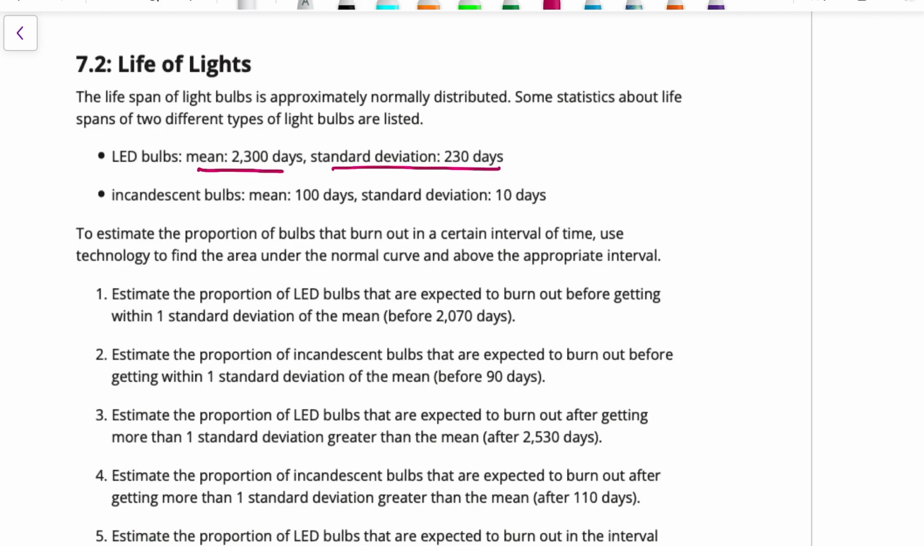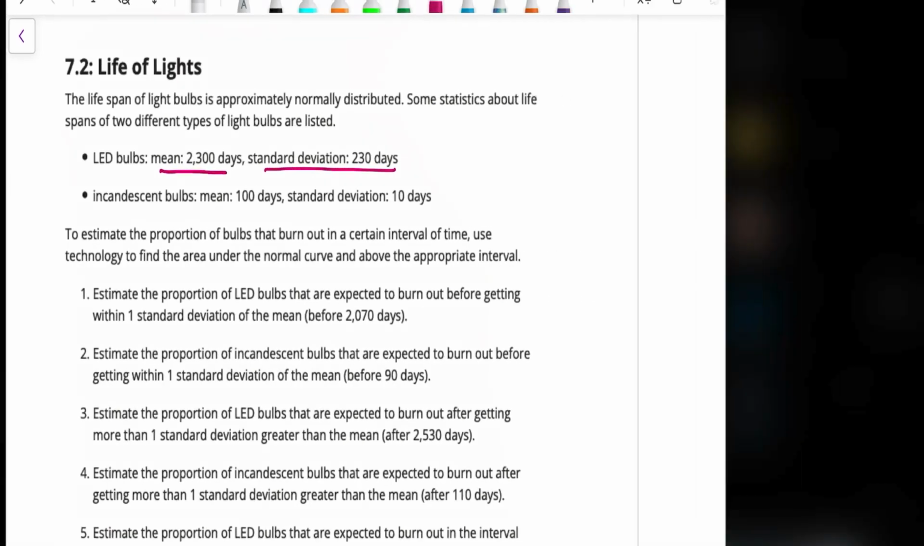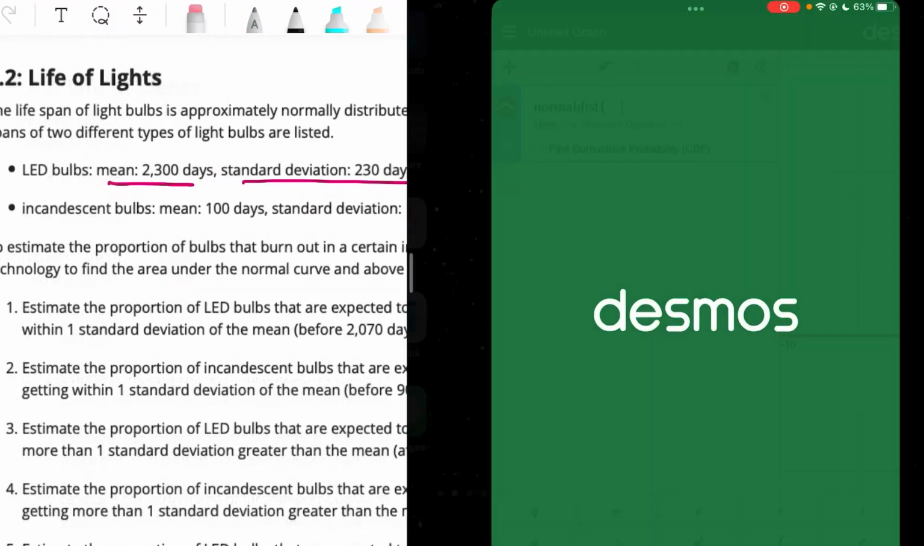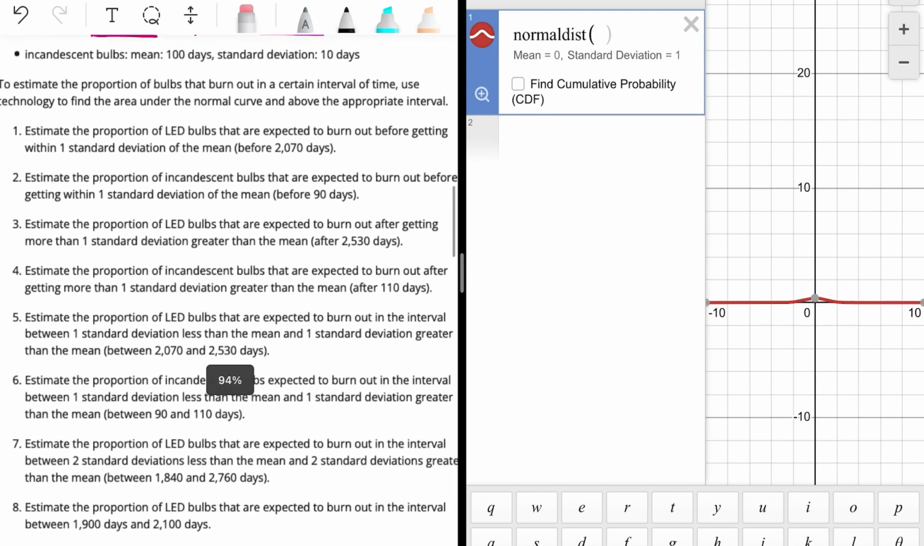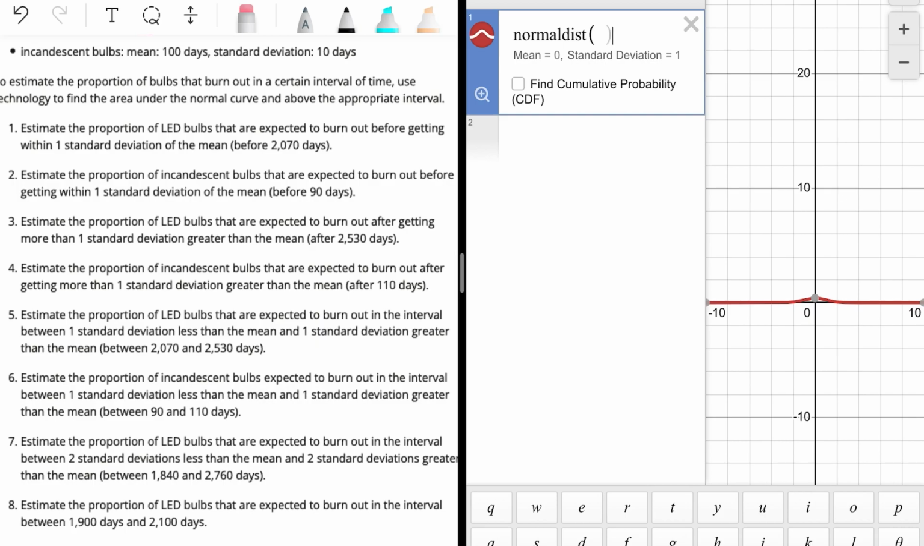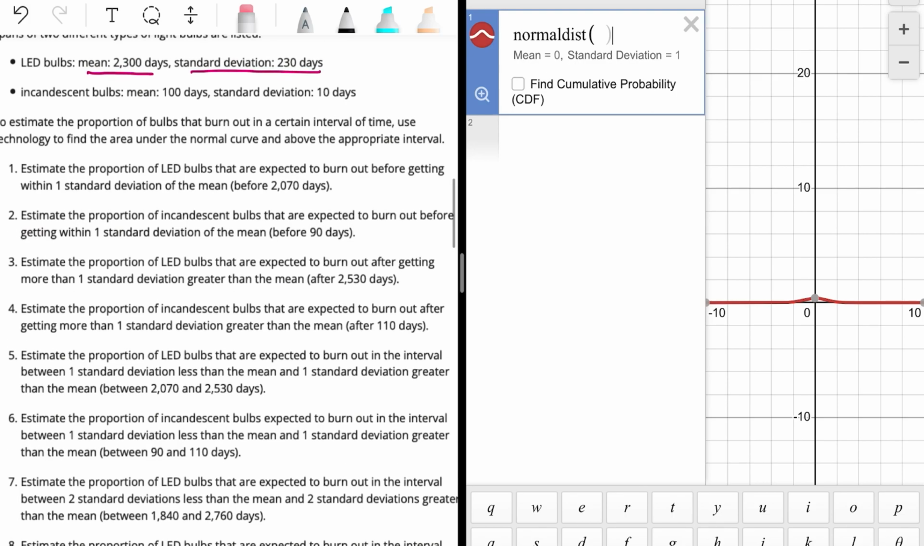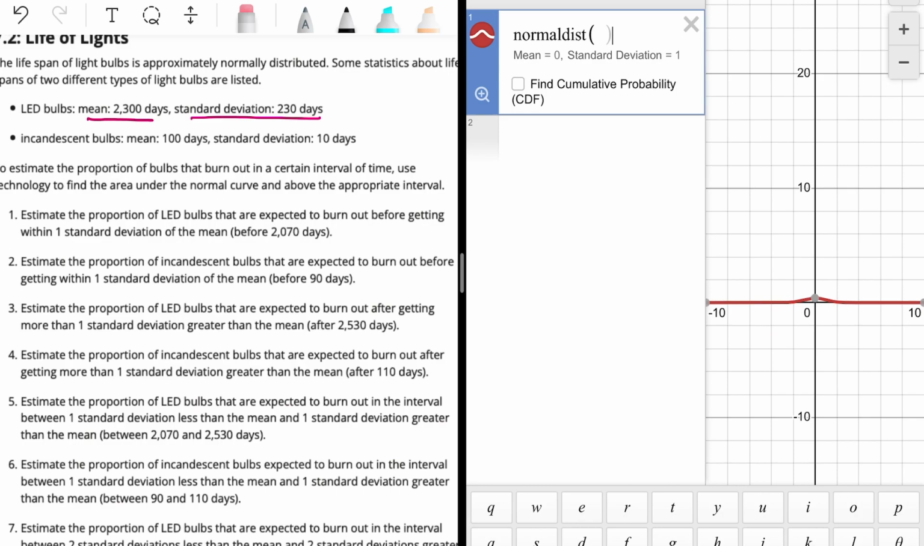All right, so we are going to estimate the proportions of bulbs that burn out in a certain interval of time, and we're going to use Desmos to help us. First, we are going to pull up Desmos. We'll split our screen with that. So for the first one, we are going to estimate the proportion of LED bulbs that are expected. We're actually going to do all of the LED bulbs first, because that's all part of the same distribution. So we're doing a normal distribution.